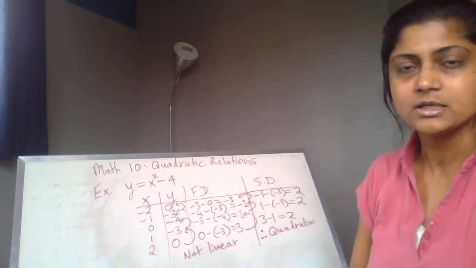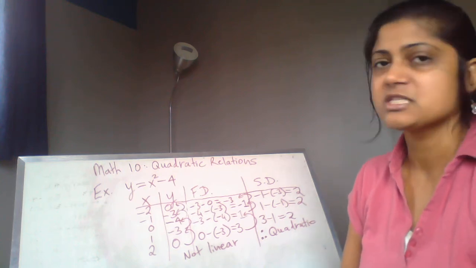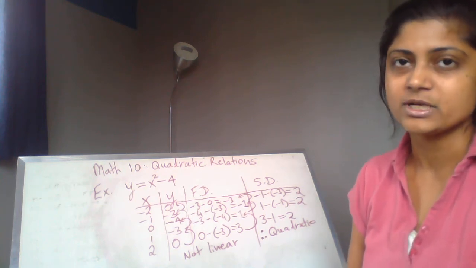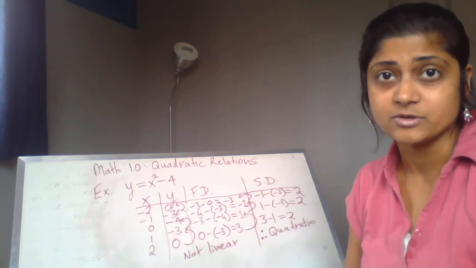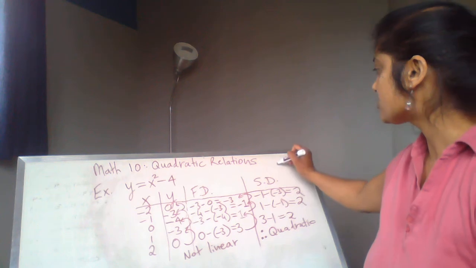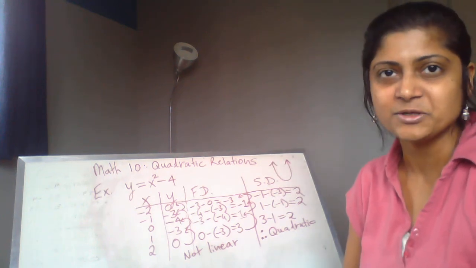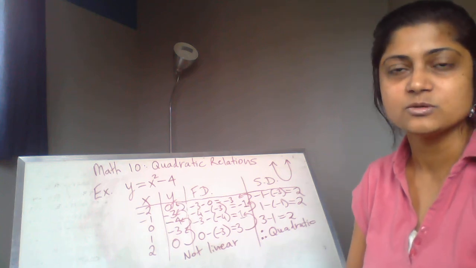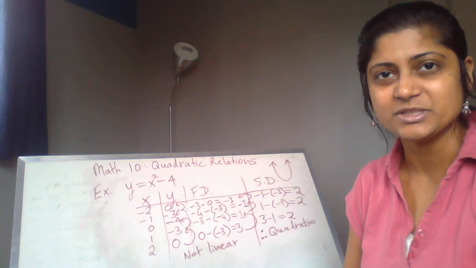So I basically know it is a parabola, either opening upwards or downwards. If you look at the second differences, the second differences are positive here. It's plus 2. So I actually know that this relation is opening upwards like this. And that is one way to do a mental check, and you can check your answer.